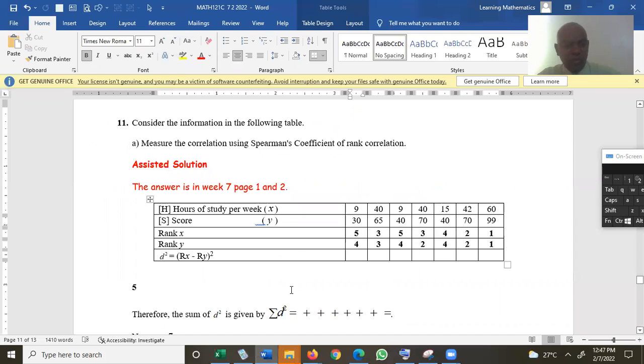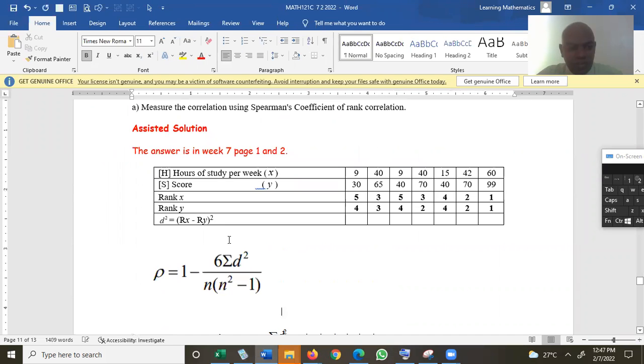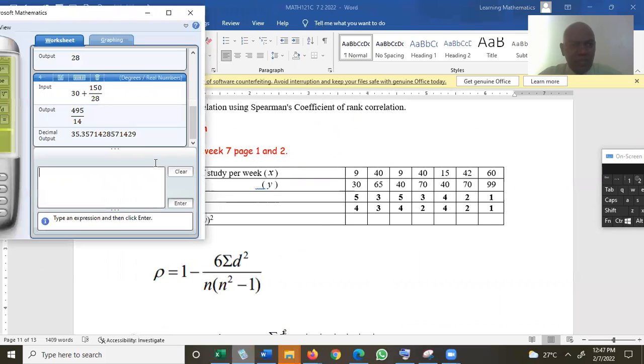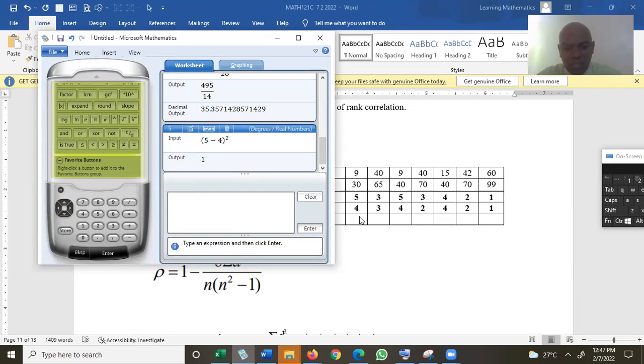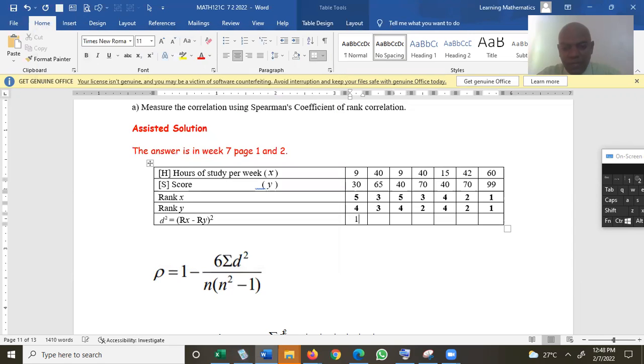Let's carry it over to our working. What we need to do now is subtract and square the ranks to find D squared. Our first D squared is open bracket 5 minus 4 close bracket squared. D squared is 1 here. 3 minus 3 is 0, 0 squared is 0. 5 minus 4 is 1, 1 squared is 1. 3 minus 2 is 1, 1 squared is 1. 4 minus 4 is 0, 0 squared is 0, 0 squared is 0. So these are the D squares.